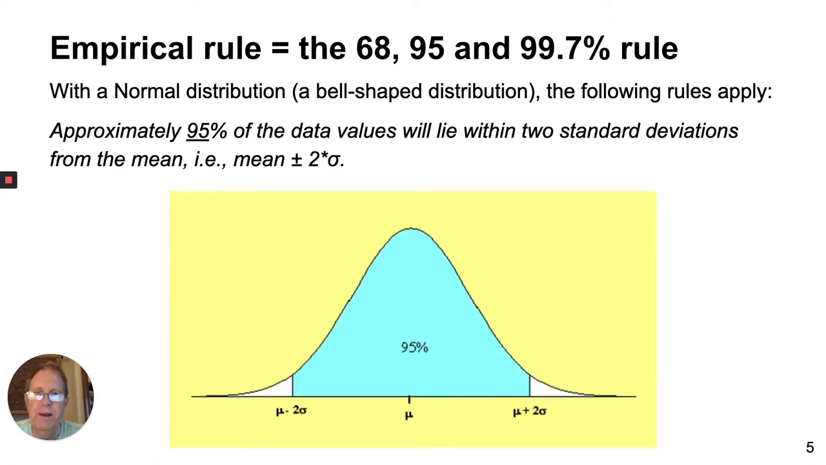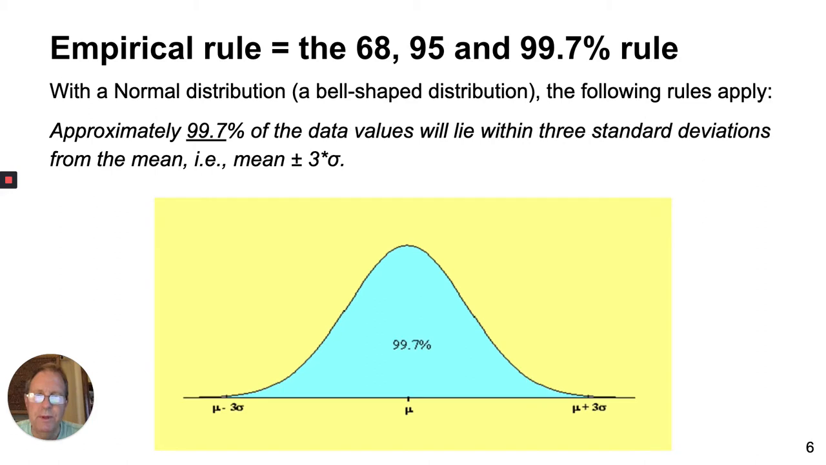95% of the data will lie within 2 standard deviations of the mean. That's the area shown in green in this graph right here. So within 2 standard deviations of the mean, we have almost all of the data. And approximately 99.7% of the data lies within 3 standard deviations of the mean. And here I have that graph right here.